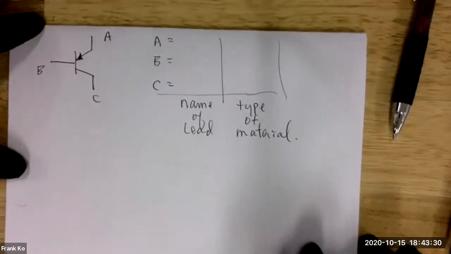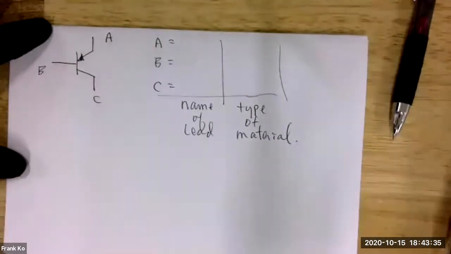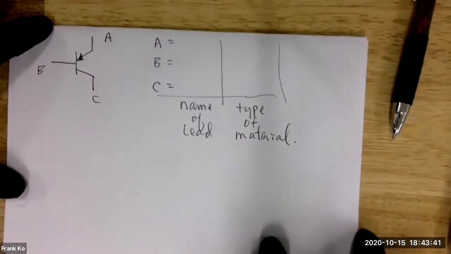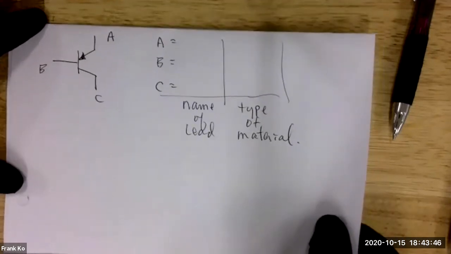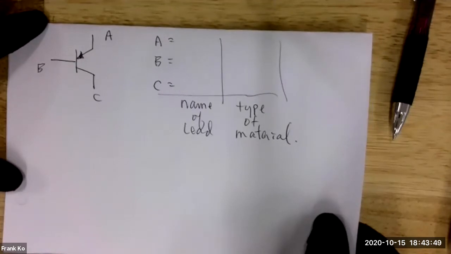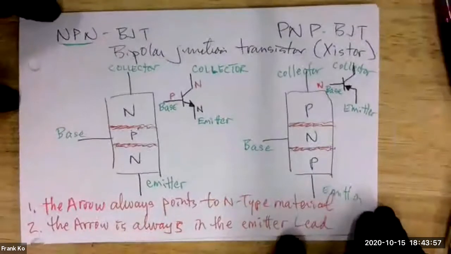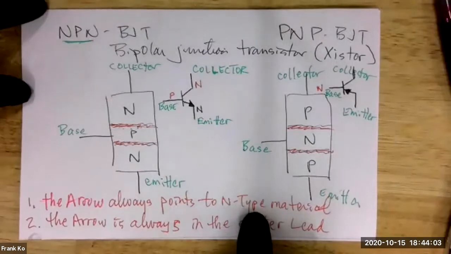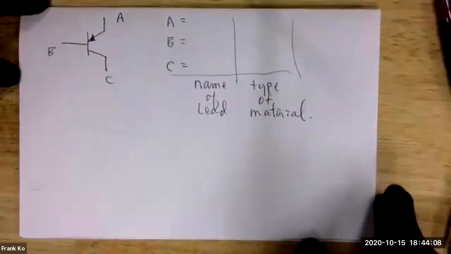So, Christian? A is the collector, and Carlos? A is the emitter. Okay, so right away we have a disagreement, huh? Actually, the arrow would be on that one. So according to this, the arrow is always the emitter lead. According to this, the arrow is always on the emitter lead, and the arrow always points to N-type material, yeah? So remembering these two sentences, if I were to look at this, so go ahead.